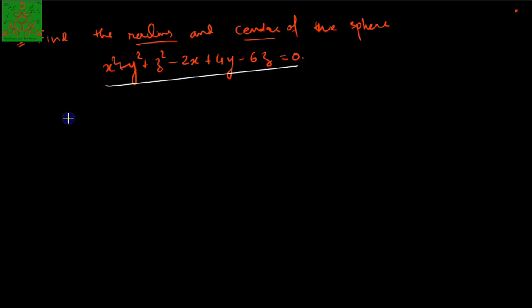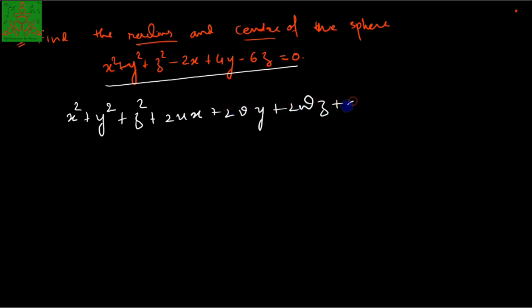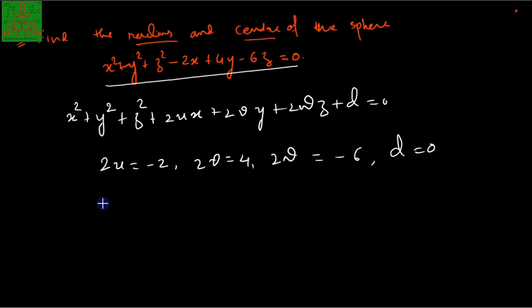You know that the general equation of the sphere can be represented as x square plus y square plus z square plus 2ux plus 2vy plus 2wz plus d equal to 0. If you compare this equation with this, you will have 2u equal to minus 2, 2v will be 4, 2w is minus 6 and d will be 0. So that will give you u will be minus 1, v will be 2, w is minus 3 and d will be 0.